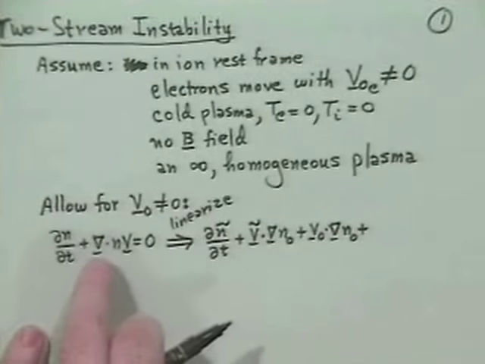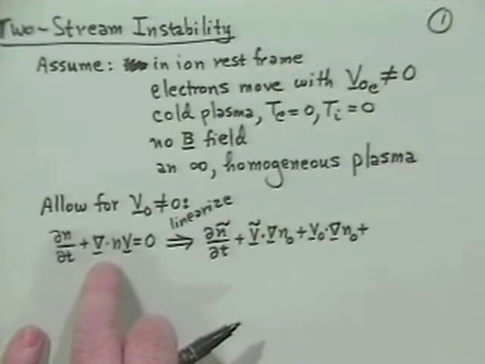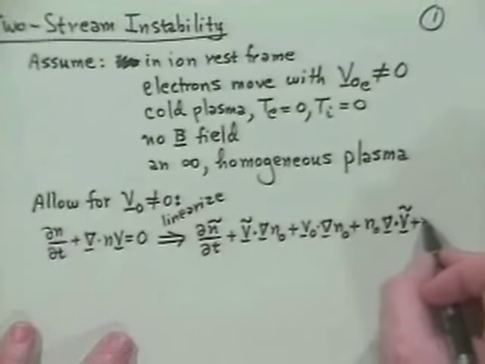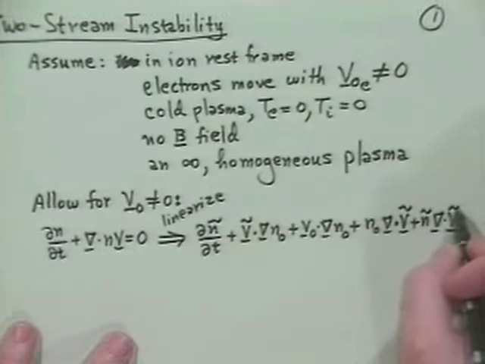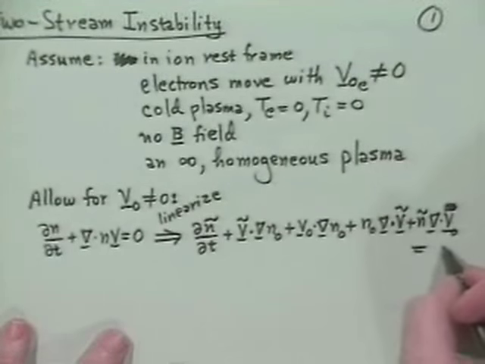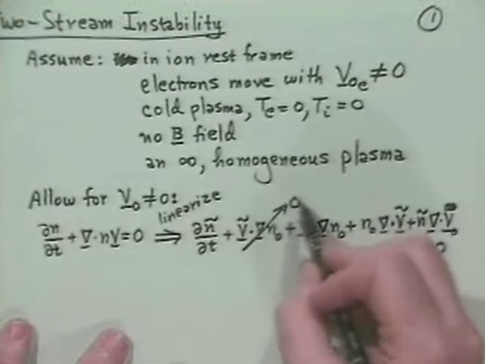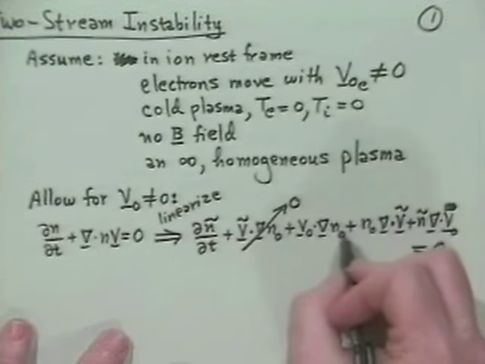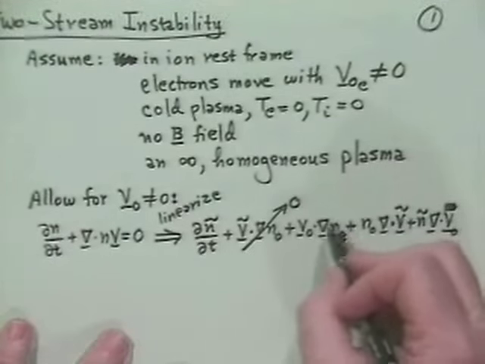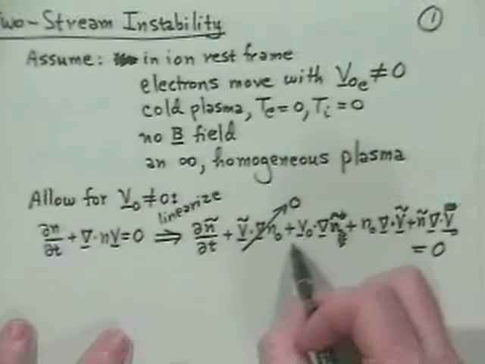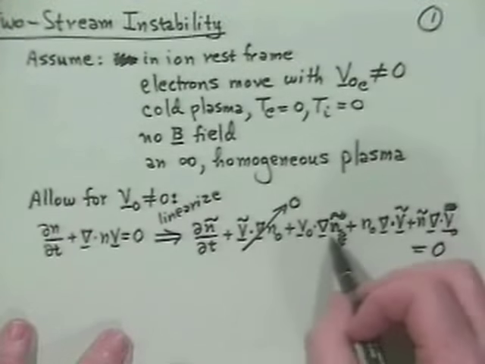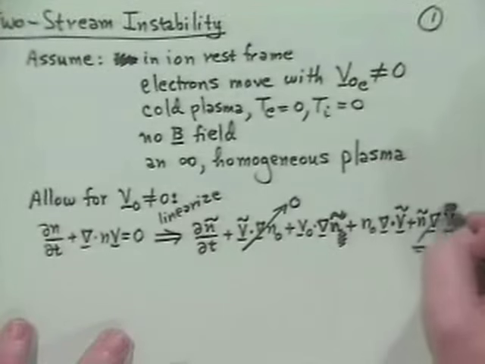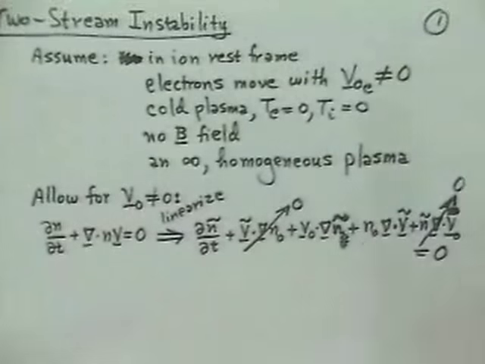Remember, divergence of nv can be written as v dot grad n plus n del dot v. So then we have plus n naught del dot v tilde, and then plus n tilde del dot v tilde, plus v naught, and all of this has got to be equal to zero. Now, because we have an infinite homogeneous plasma, this is zero. There would be a v naught dot del n naught term, but it's not important because of the homogeneity of the plasma. So I have a v naught dot del n tilde, and that term I'll have to take account of now, whereas I haven't before, because there's a v naught flow velocity of the plasma. But we will assume that that flow is divergenceless, or that it's just a uniform flow, no big deal.